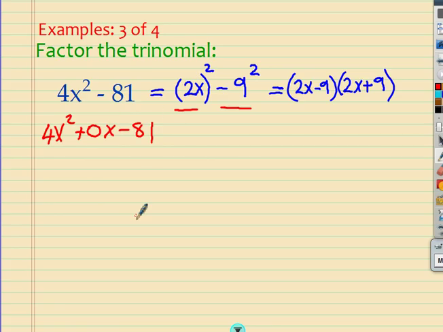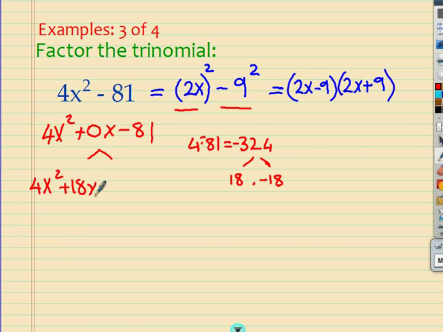And we will try to go through our process, and we will multiply first number and last number. That would be 4 times 81, which is equal to 324. We will find factors of 324. That's going to be negative 324, because of the negative 81. Factors of negative 324 that add up to 0 are 18 and negative 18. That's what we will split the middle term into: 4x squared plus 18x minus 18x minus 81.